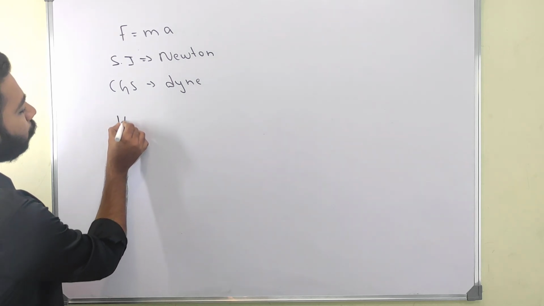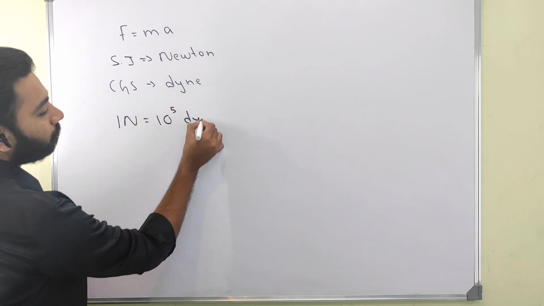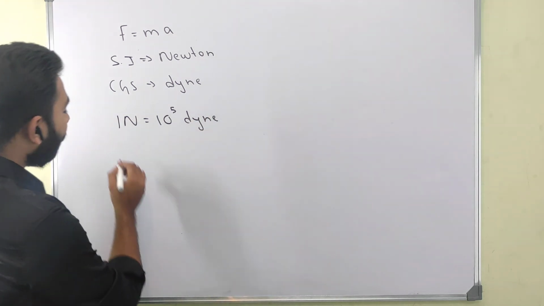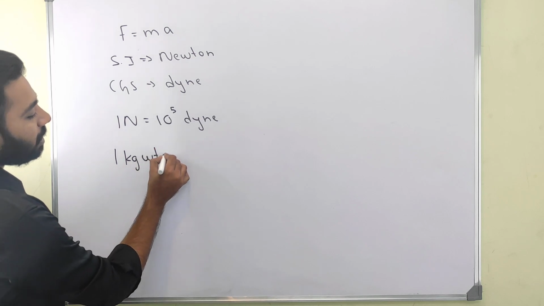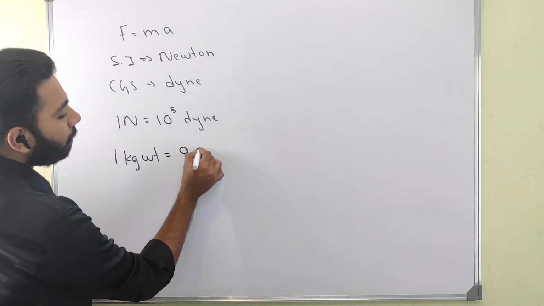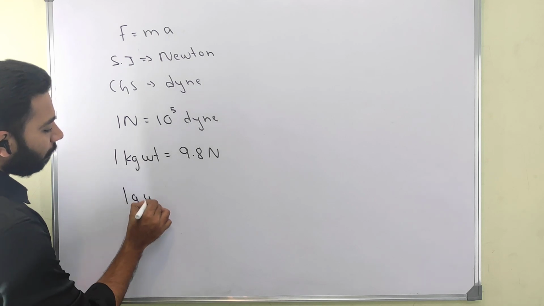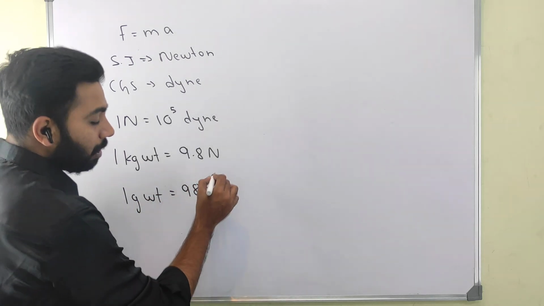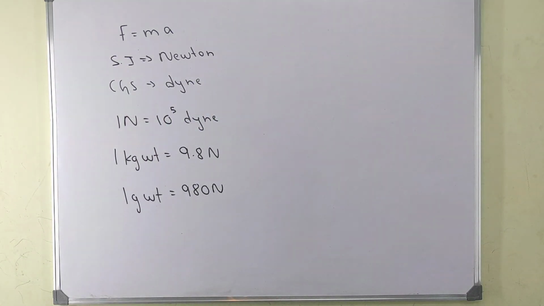Remember one thing: 1 Newton is equal to 10 to the power of 5 dyne. This is a constant value, and we will use this conversion more. And 1 kg weight is equal to 9.8 Newton, or 1 gram weight is equal to 980 dyne. These are all constant terms you need to remember. Kindly check this once.